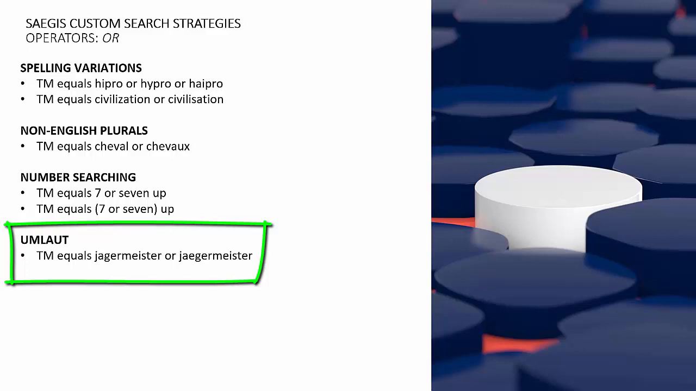So to search a trademark with an umlaut efficiently, you leave out the character but include the alternative with spelling E, for example Jagermeister or Jaegermeister.